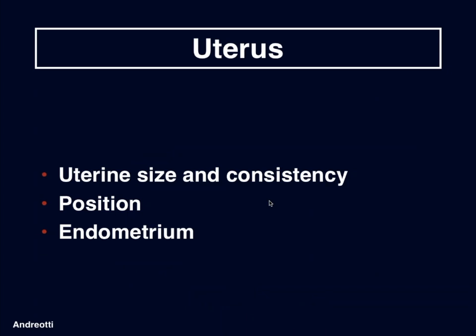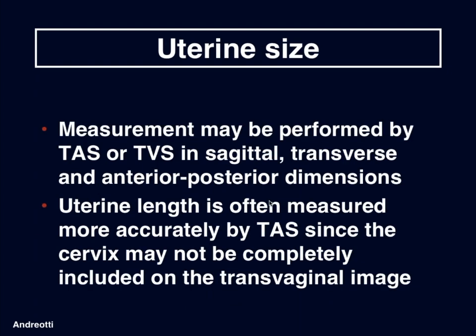So moving on, we'll talk about the uterine size and its consistency, its position, and the endometrium. So the measurement of the uterus may be performed by transabdominal or transvaginal sonography in the sagittal, transverse, and anterior posterior dimensions. And the uterine length is often measured more accurately by the transabdominal approach, since the cervix may not be completely included on the transvaginal image.